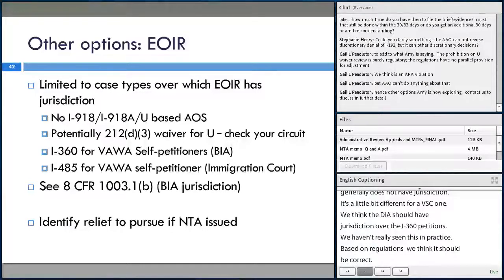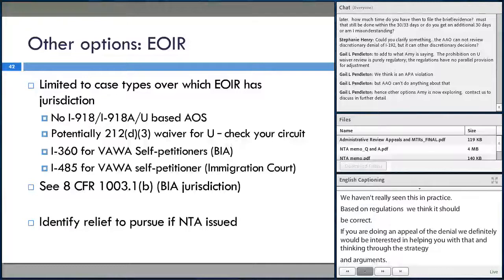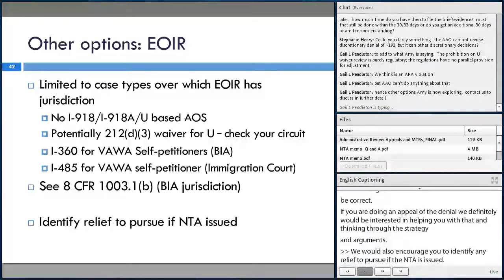And then we would also encourage you to identify any relief to pursue if the NTA is issued, right? Thinking back to the beginning of the webinar today, if your case is denied, it's possible that your client will be NTA'd, that she will go into removal proceedings. So it's important to think about what relief she would be able to apply for before the immigration judge as well.